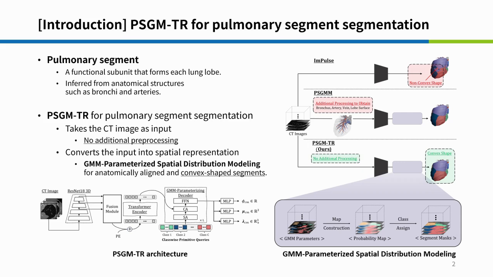Pulmonary segments are functional subunits of each lung lobe. Segmenting them from CT is challenging because boundaries are invisible and must be inferred from bronchi and arteries. We propose PSGMTR, a transformer-based framework that directly takes CT images and generates class-wise GMM parameters to model spatial distributions.